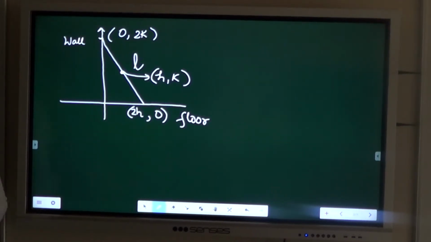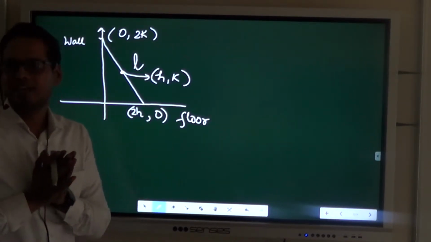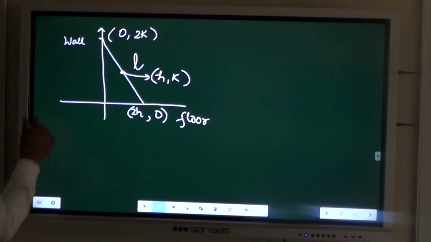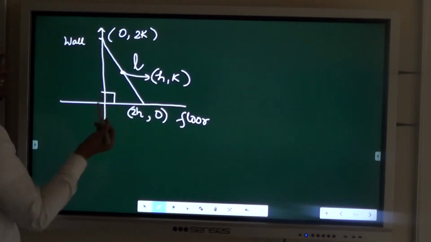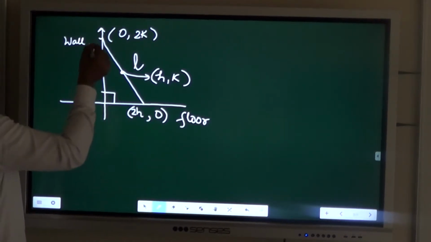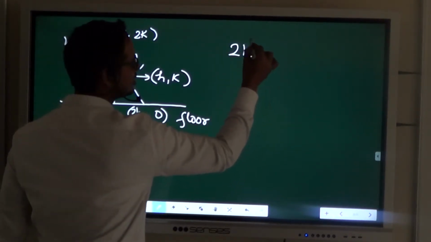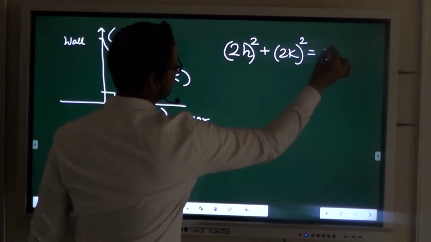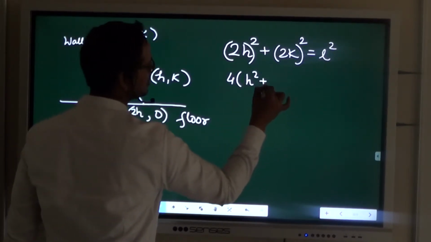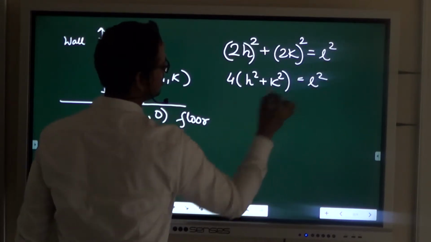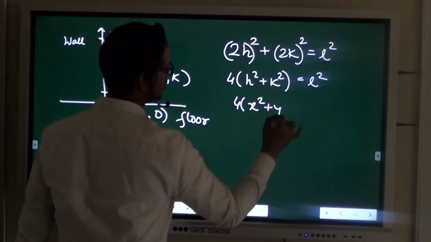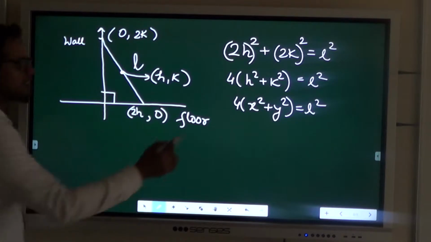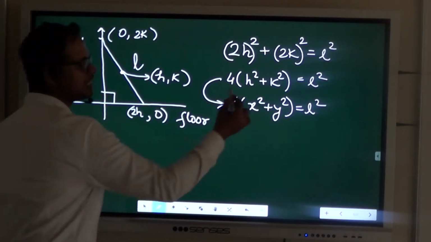Now what never changes is the length of the stick, irrespective of whichever position of the sliding it is. The length of the stick always happens to be L. Can I apply Pythagoras over here, since this is a right angle triangle? Can I say 2h square plus 2k square is equal to L square, to strike a relationship between h and k? Which actually completes your problem. So 4 times h square plus k square is equal to L square. Done. So this is the generalization step. This is the relation step.